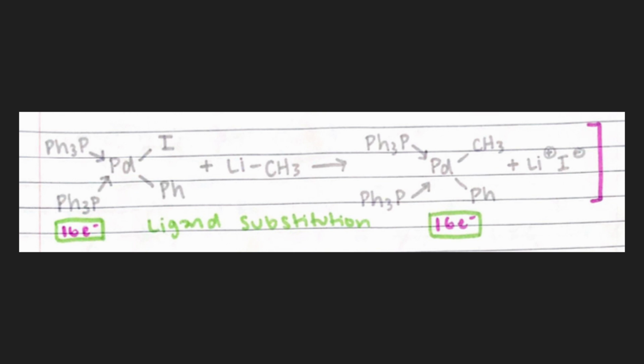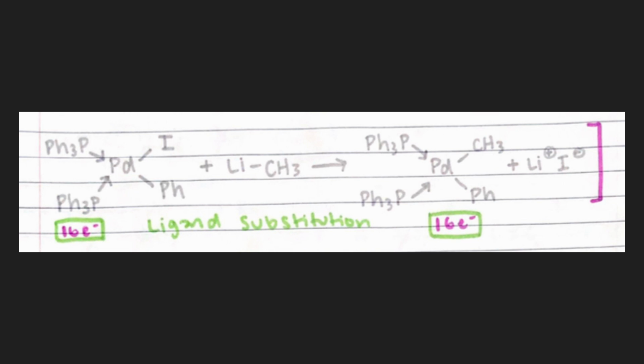Our next one is ligand substitution. Here, one ligand is dissociating and a new ligand is associating to the metal. In this example, iodine is the ligand that is dissociating and CH3 is the ligand associating to take its place. The number of electrons is constant here, as we see it going from 16 electrons to 16 electrons.